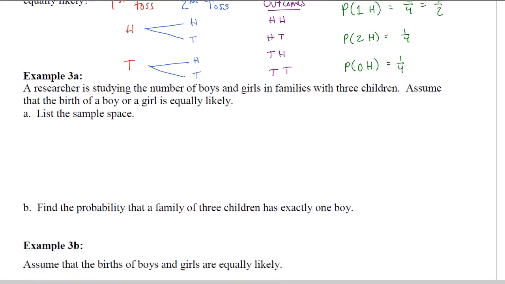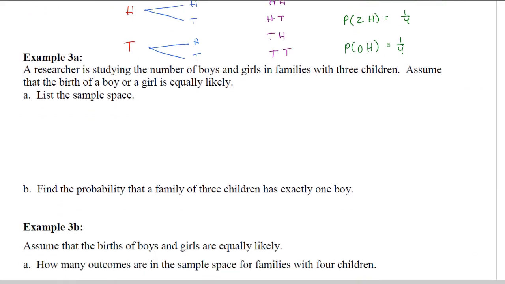Let's look at another example. A researcher is studying the number of boys and girls in families with 3 children. Assume that the birth of a boy or girl is equally likely. We want a sample space. Now this time I'm going to create my sample space, instead of going vertically like the previous one, I'm going to list it out horizontally, just so you can see how it looks, and you can decide for yourself how you prefer to do these.